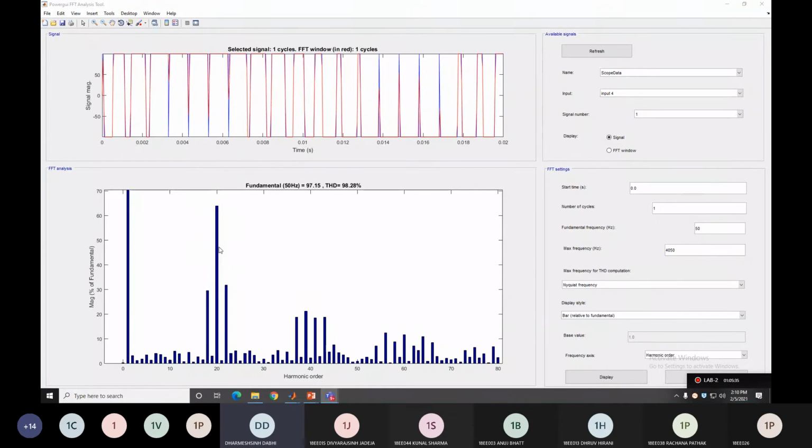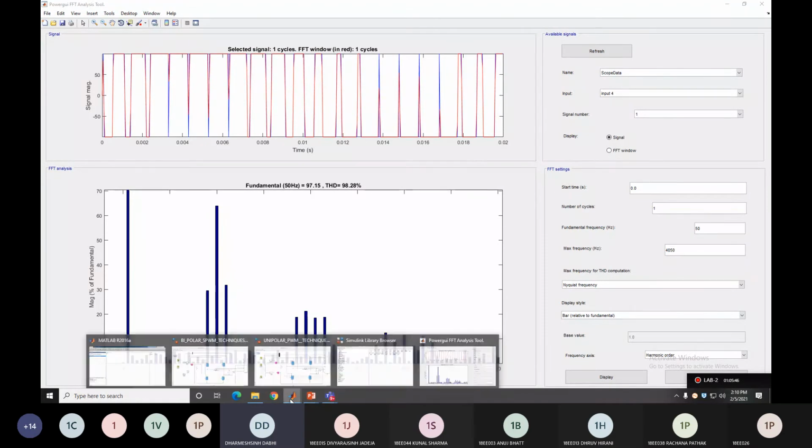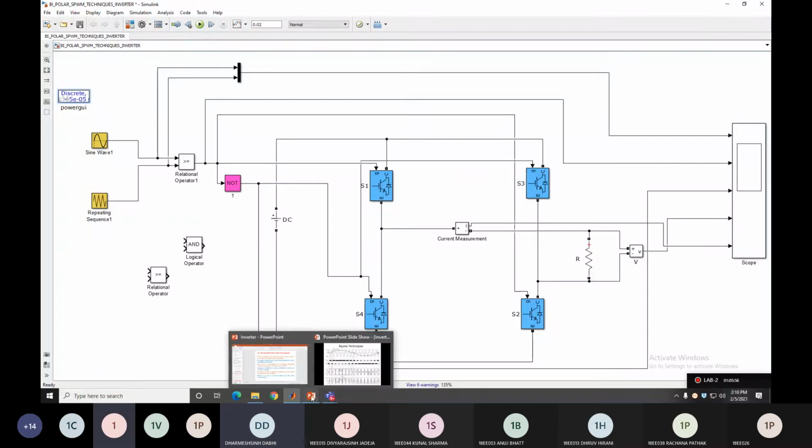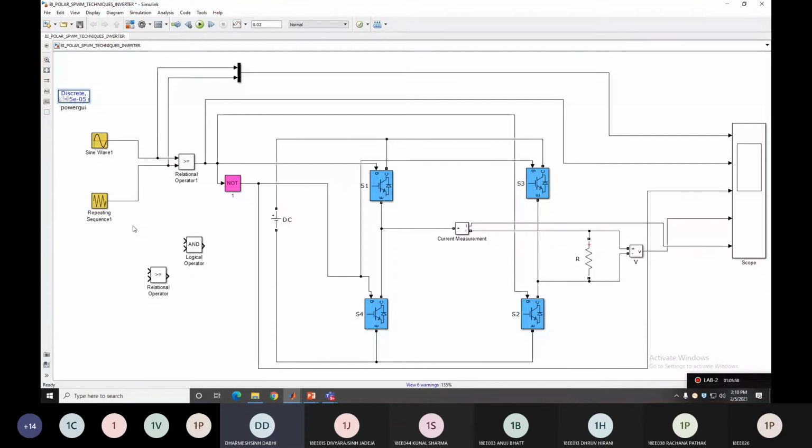Can anyone give me the answer? Why is the 20th order harmonic maximum? What is the frequency of the carrier signal we take in this simulation? 1000. What is the frequency of the sine wave? 50. So take the ratio of the carrier signal frequency and this reference signal. 1000 divided by 50. How much?